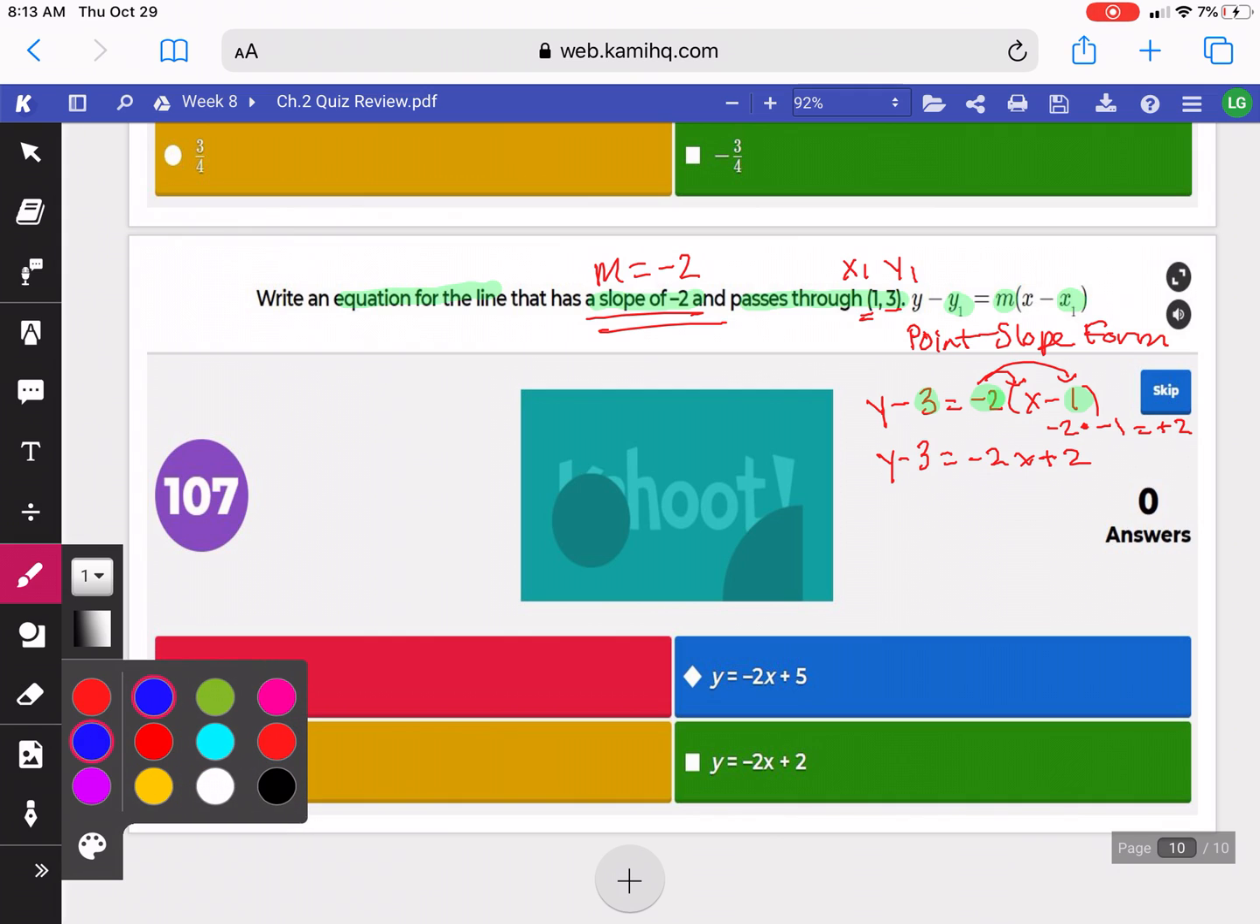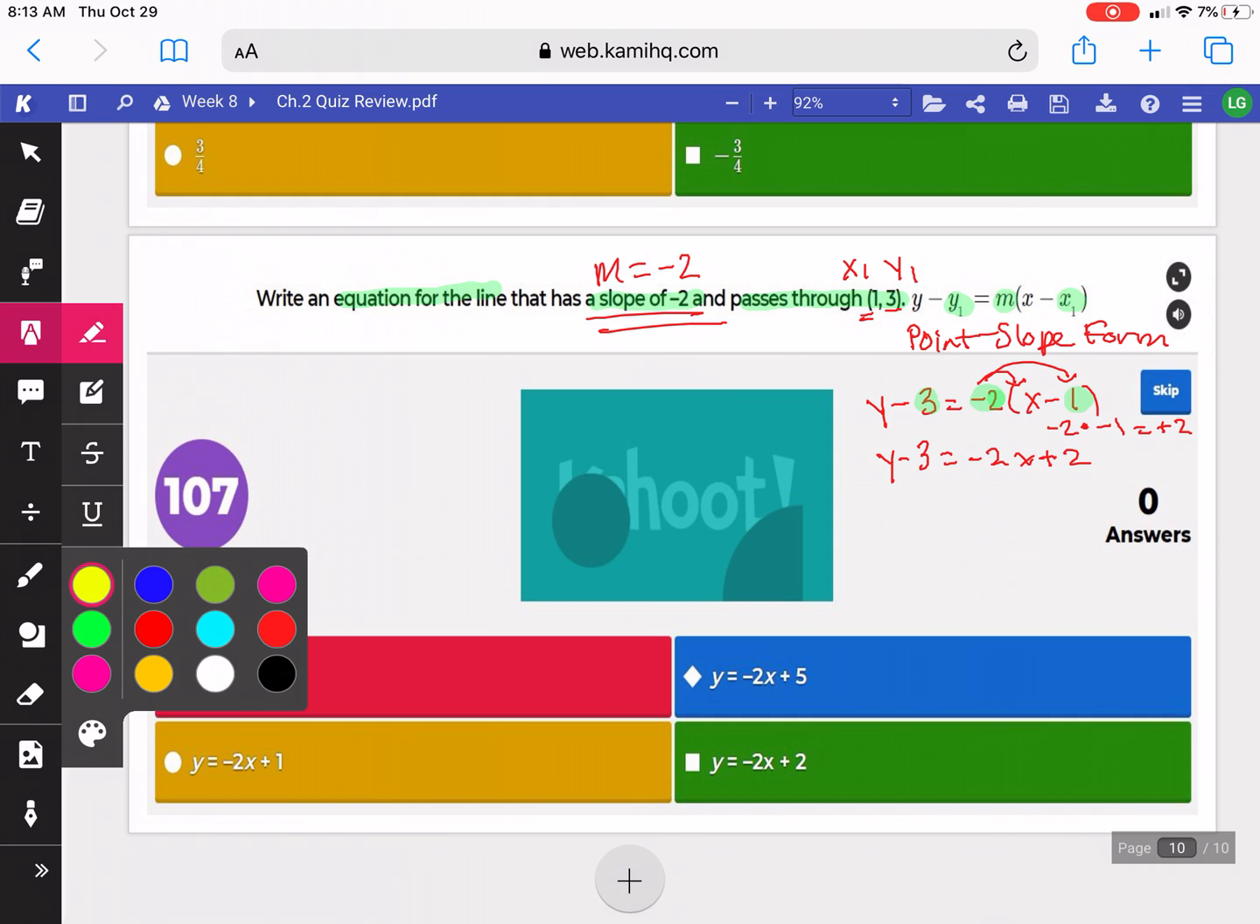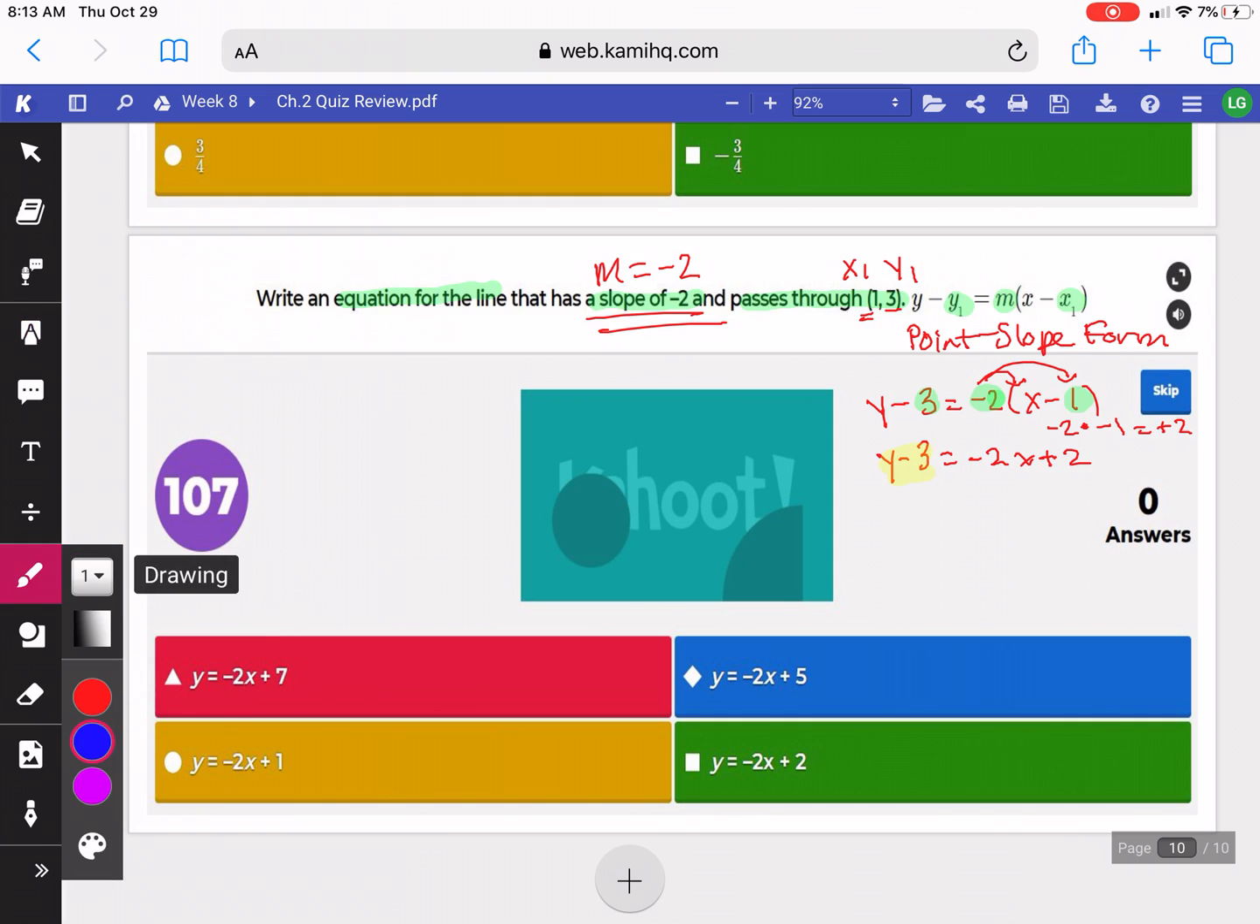Our next step is we want it to say y equals. So right now, it has y minus 3. So to get rid of the -3, we're going to actually add 3 to both sides. So I have y equals -2x. 2 and 3 would give me a +5.